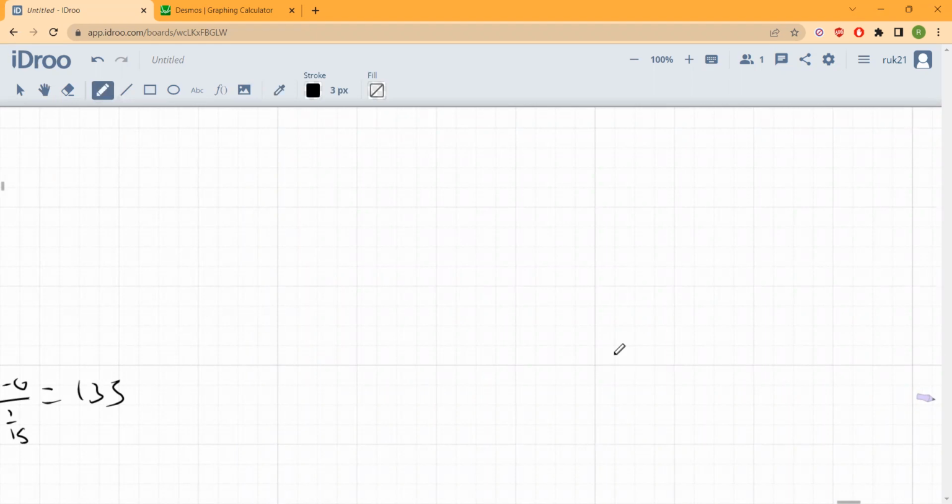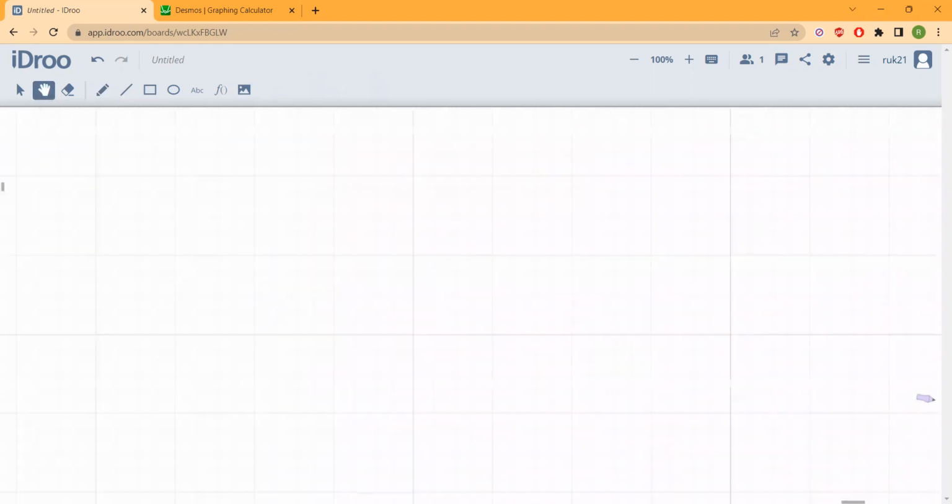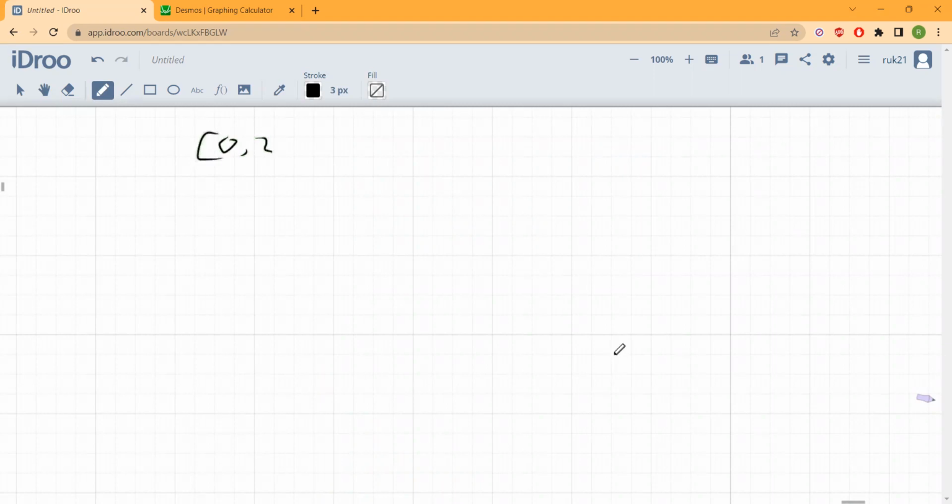So suppose that f prime prime exists everywhere on an interval I, which contains 0 and 2, with f at 0 equal to f at 1 equal to 0, and f at 2 equal to 1. Now we have to prove 3 things.